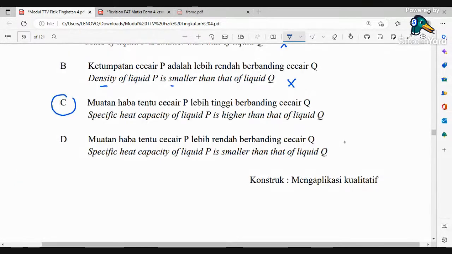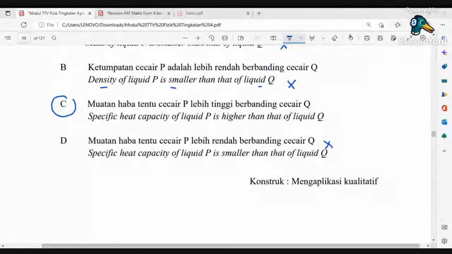For density, we cannot see anything. There's no information to compare density. Only we have its mass only. Okay, specific heat capacity higher than Q. The specific heat capacity of P is smaller, so of course this one is wrong. So answer ialah C.